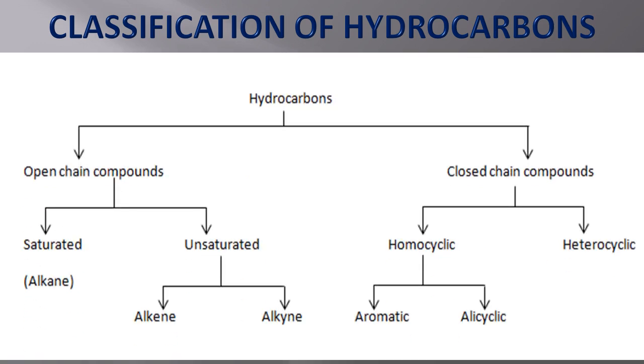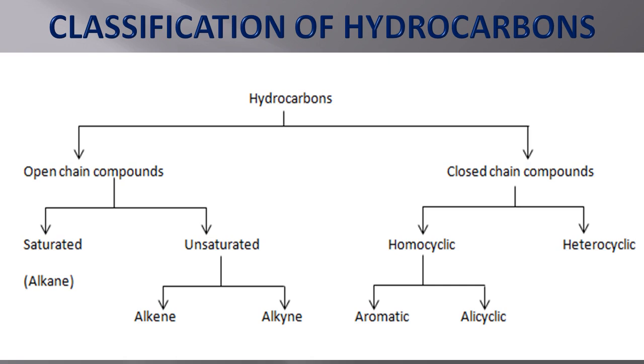Next, move on to the classification of hydrocarbons. Hydrocarbons are broadly classified into 2 major categories, that is open chain compounds and closed chain compounds. Open chain compounds are nothing but the straight chain as well as the branched chain, whereas closed chain are nothing but the closed compounds. These open chain compounds are further categorized into 2 categories, saturated as well as unsaturated. Closed chain hydrocarbons are grouped again under homocyclic as well as heterocyclic.